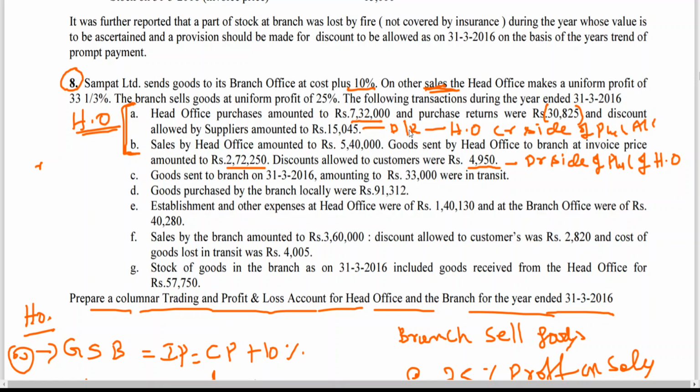Like we were having two columns of A department, B department, similarly, head office is one column, branch is another column. So sales by head office amounted to 5,40,000. So it is to be credited to trading account, credit side of head office. Goods sent by head office to branch at invoice price will also appear on the credit side. But here we are having one more point relating to head office only.